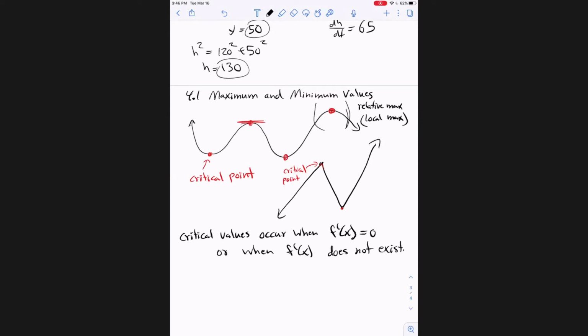So we're going to talk about relative and local max in a later section in chapter 4, not right now, but I just wanted you to see what it is. The absolute max and min is what we're going to talk about, which is how to find the absolute maximum in an interval. So I'm going to give you an interval, and I'm going to say, hey, what's the highest point? What's the lowest point? We'll do that a little bit later. Right now, we're just going to find the critical values.